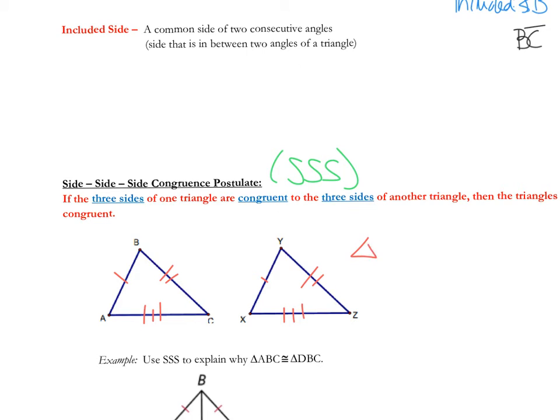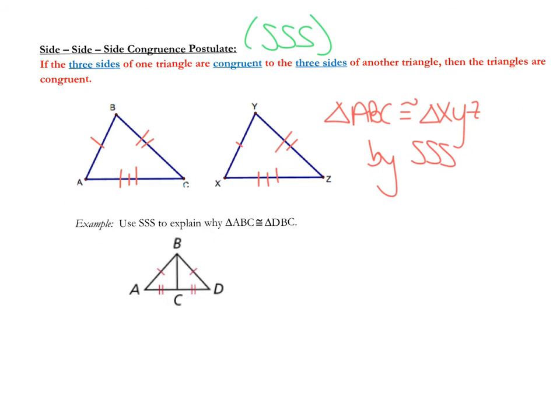So we would say that triangle ABC is congruent to triangle XYZ by SSS. So 3 sides congruent, corresponding sides are congruent, okay? Then therefore the triangles are congruent. Again, if you want to kind of think of it as shortcut ways so that you don't have to prove that all corresponding parts are congruent.